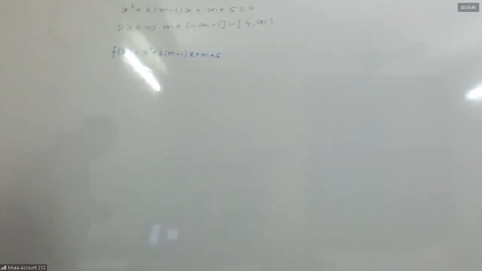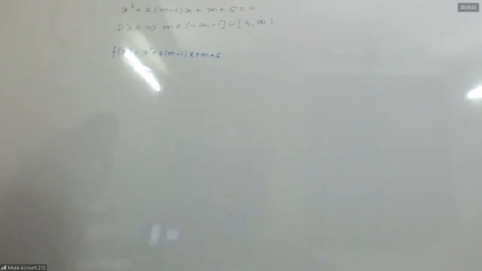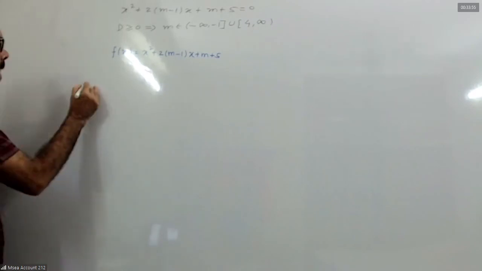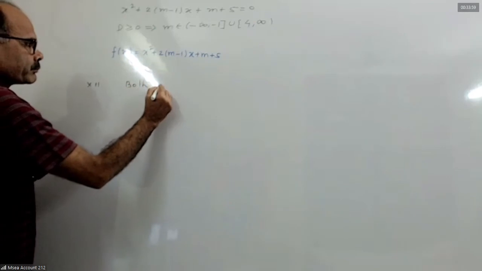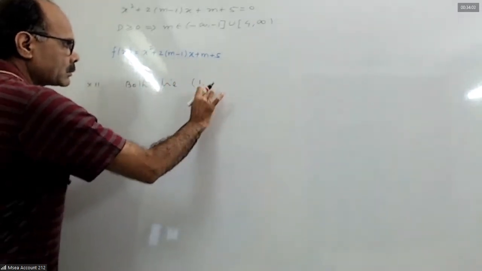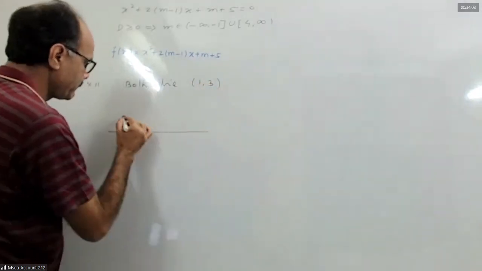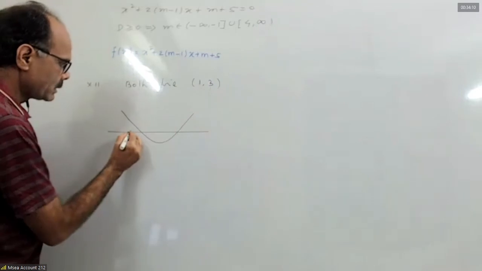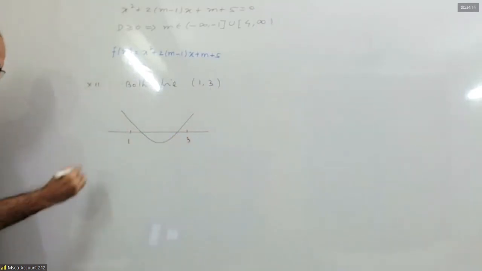Both roots lie in the open interval (1, 3). Question number 12. Both lie in the open interval (1, 3). First, come to the graph. This is 1, this is 3. Now tell me the conditions one by one.